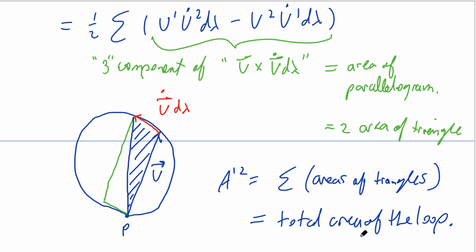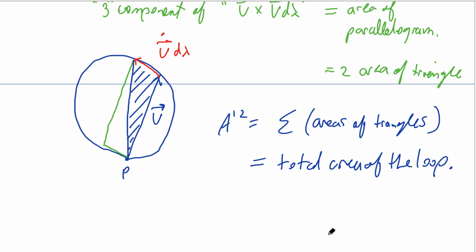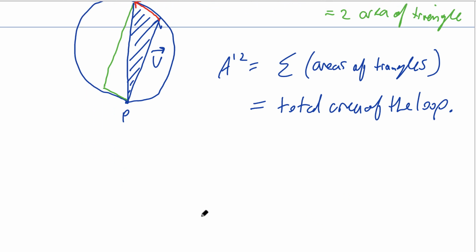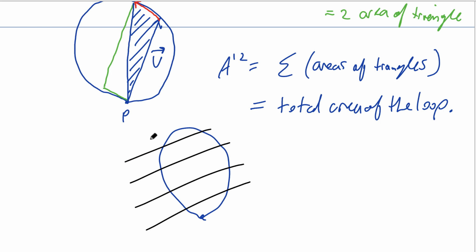And by the way, this is not the proper area of the loop, it's the coordinate area. So if this is the loop, and these are my coordinate lines, the loop lies in the x1, x2 plane, so this is x1, x2. So the area is just counting the number of coordinate tiles within the loop.